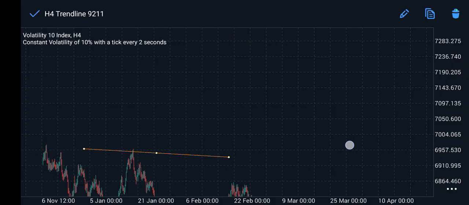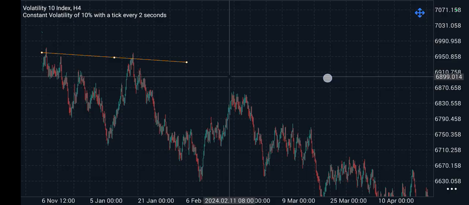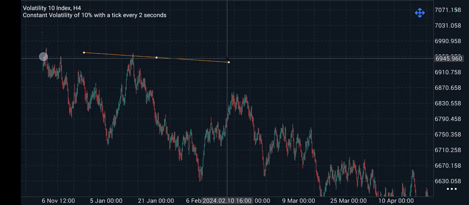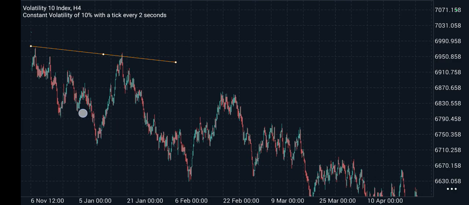Okay, let's get the highest point of this market firstly. So let me make use of this line. Then I just need to measure. Okay, so I know here is my highest point in the market. So what do I do? I just need to extend this one. How do I extend this?